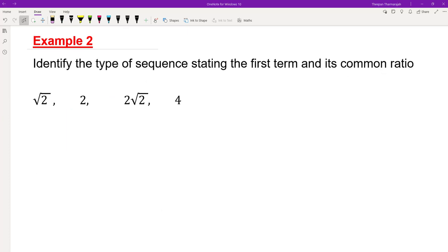Here's a question for you to try. You can pause the video, and when you're done, I will go through my worked solution. Okay, welcome back. So we need to identify the type of sequence, stating the first term and its common ratio.